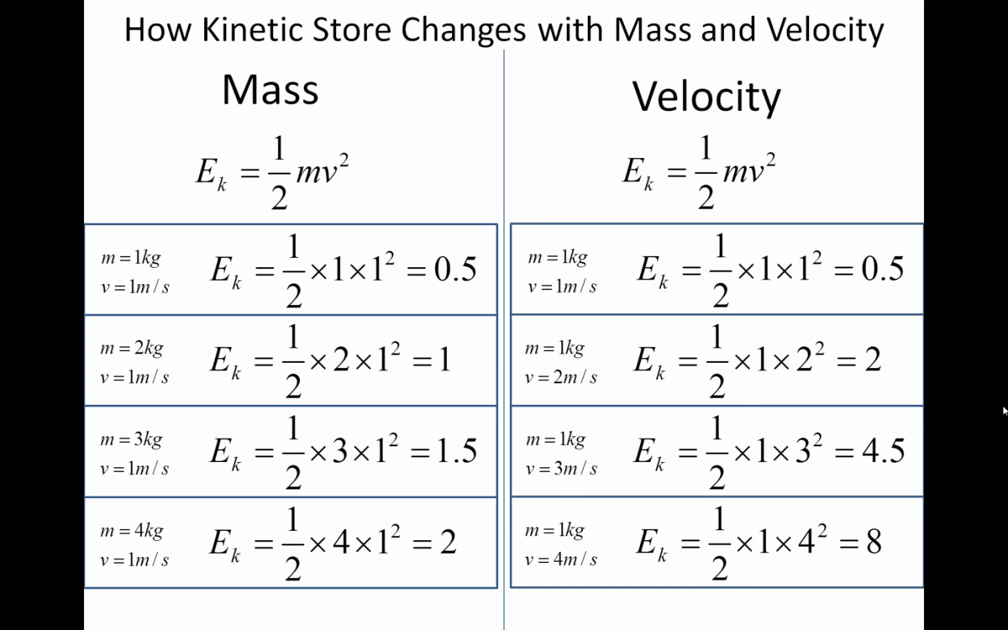So if I double the velocity, I quadruple the energy. If I triple the velocity, I multiply the energy by 9. If I multiply the velocity by 4, I multiply the energy by 16. If the velocity is 5 times bigger, it's 25 times the energy, and so on. So let's look at some actual calculations.